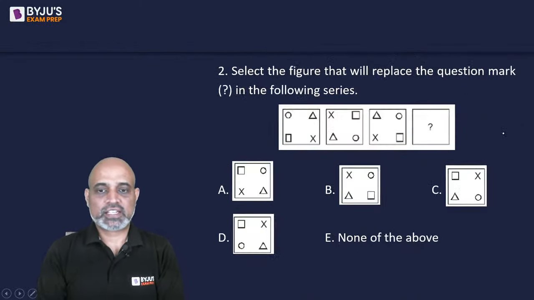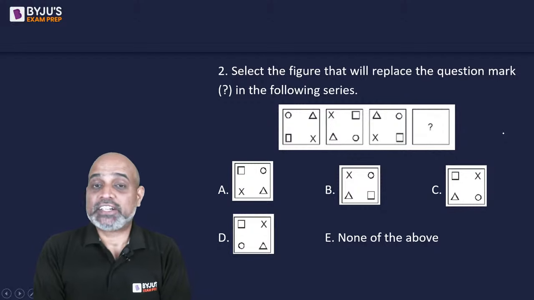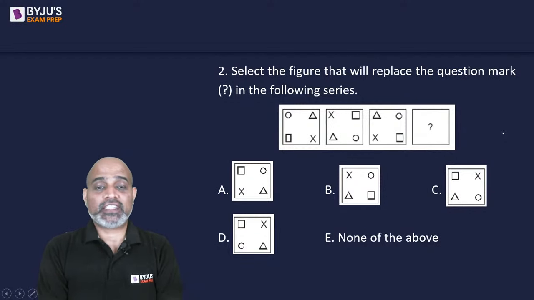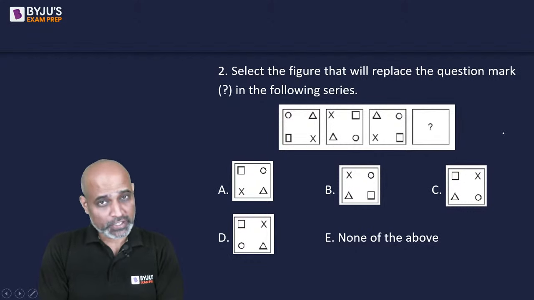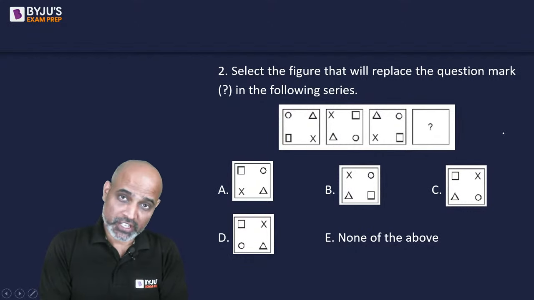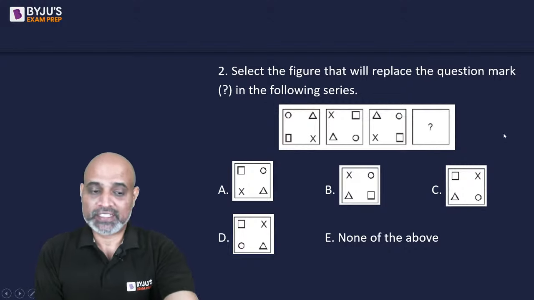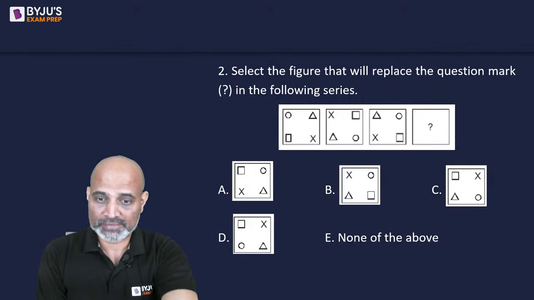Okay. So select the figure that will replace the question mark in the following series. Again, we have 4 symbols. This question is very similar to what we did in the last 3 sessions. So you have to complete the series. So what do you guys think?